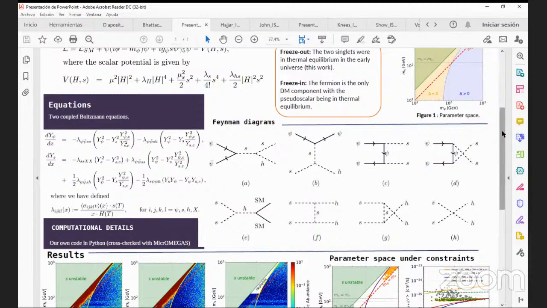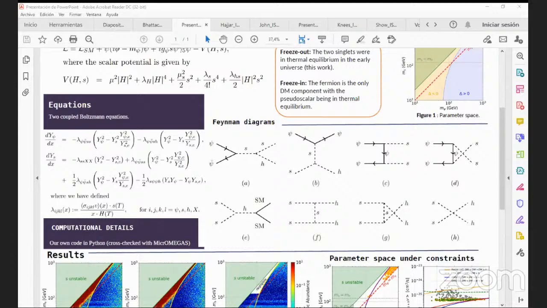All those diagrams play some role in the calculation of the relic density, which we calculated, as you know, via the Boltzmann equation. As we have 2 dark matter candidates here, we need 2 Boltzmann equations, which are coupled to each other. The lambdas that you see in the equations correspond to the diagrams that you see on the right. We solved this complicated system using our own code in Python, and we also cross-checked our results with MicrOMEGAs.